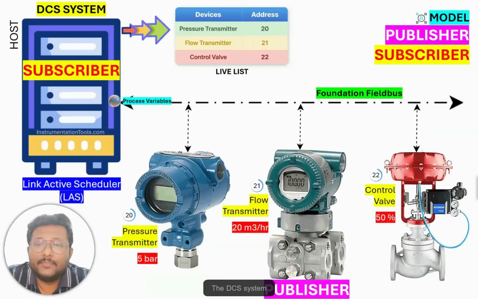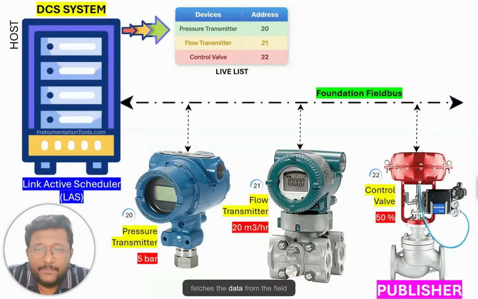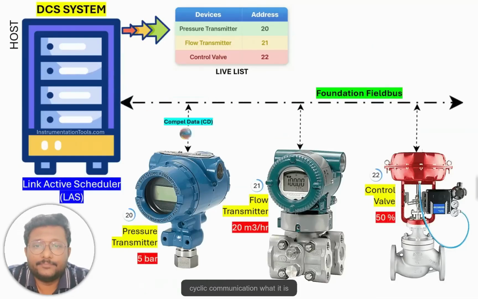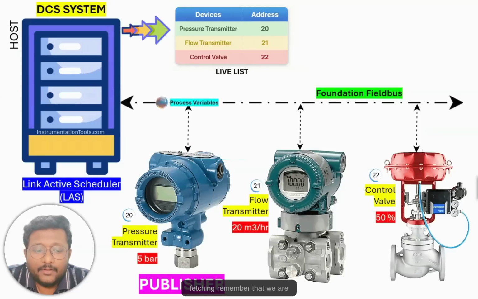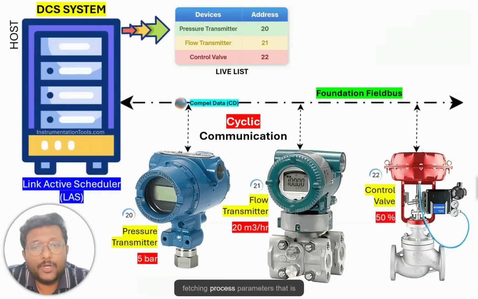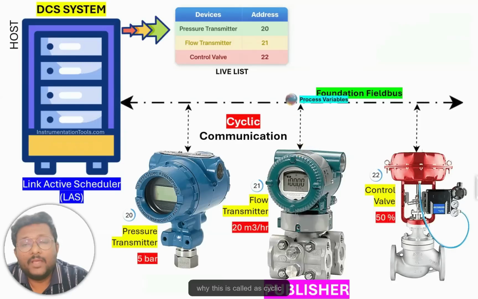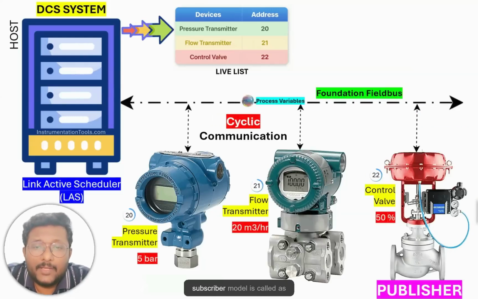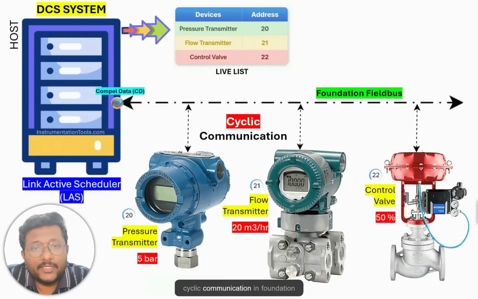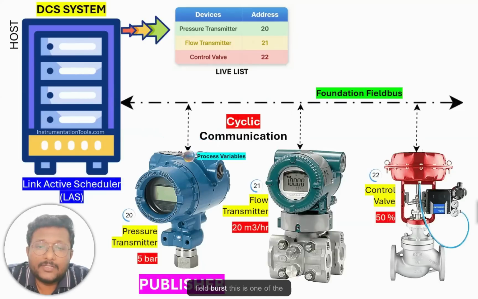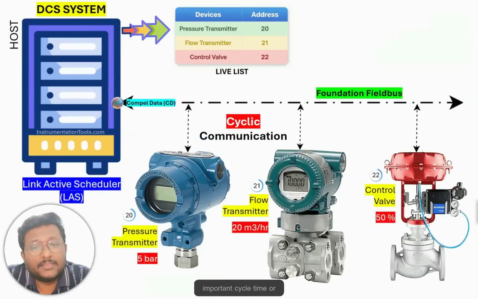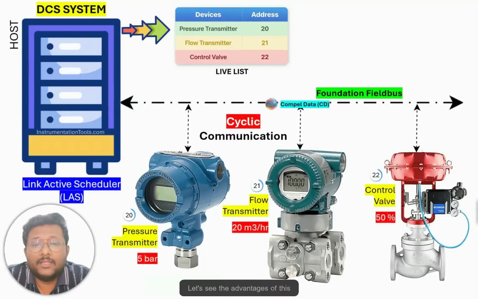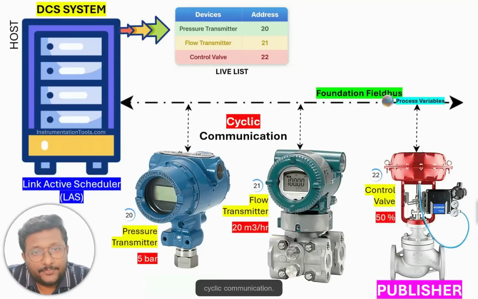The DCS system fetches the data from the field instruments using cyclic communication. What is it fetching? Remember that we are fetching process parameters. That is why this is called cyclic communication. The publisher subscriber model is called cyclic communication. In Foundation Fieldbus, this is one of the important cycle times or communications. Remember that. Let's see the advantages of this cyclic communication.